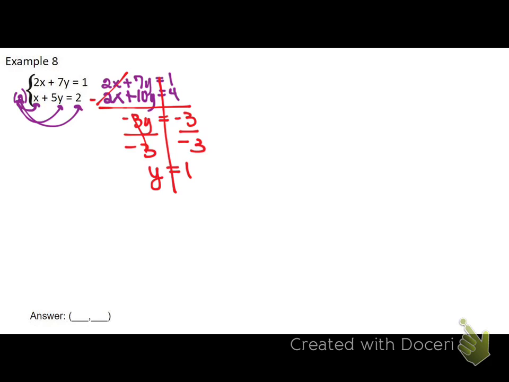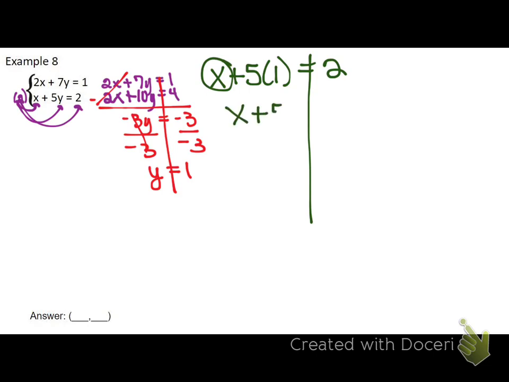Now I need to solve for the value of x. So I'm going to use my bottom equation, where it's just x plus 5y equals 2. So I substitute 1. Okay? Draw my line, circle my variable. 5 times 1 is 5.